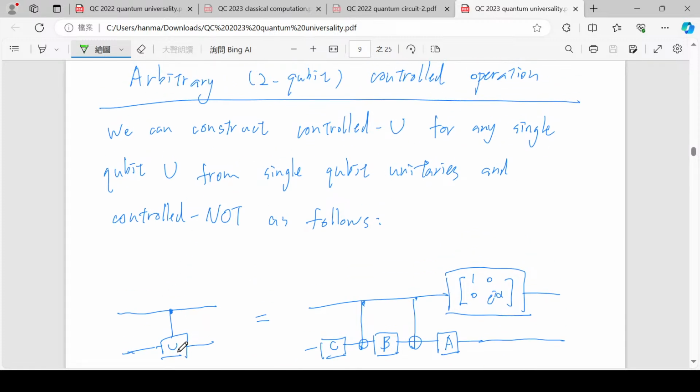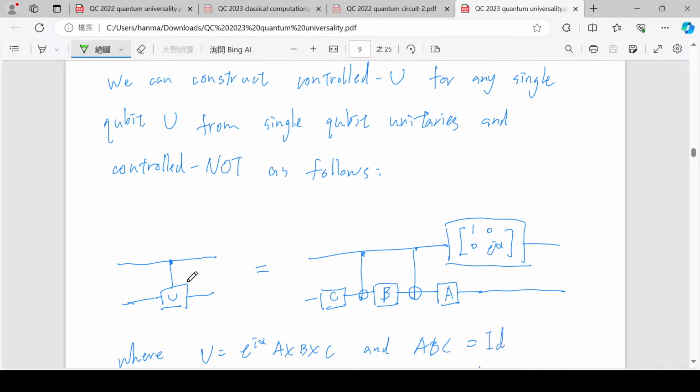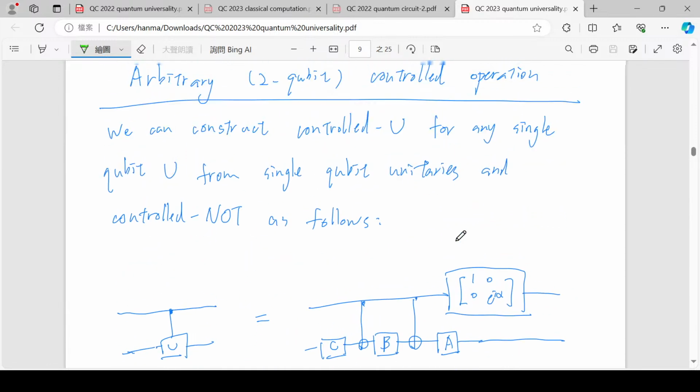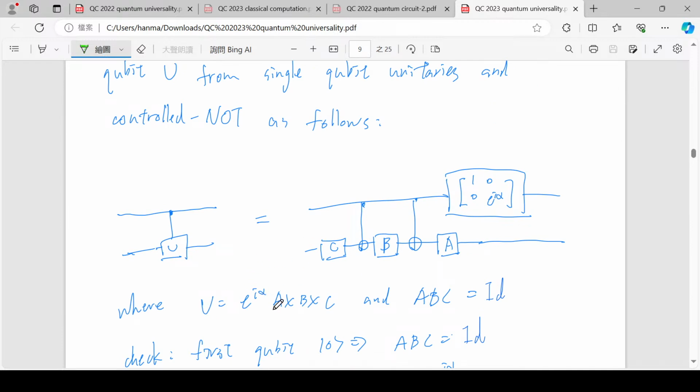So some single-qubit unitary U here, and we want to do a controlled version of it. And we say that it is equal to this gate. So we have our A, B, C here, and then you have the CNOTs in between, and then you have this kind of phase gate. So this is like some Z rotation here, e to the i alpha, and that's equal to e to the minus i alpha over 2 and e to the i alpha. And this A, B, C is the decomposition we're talking about.